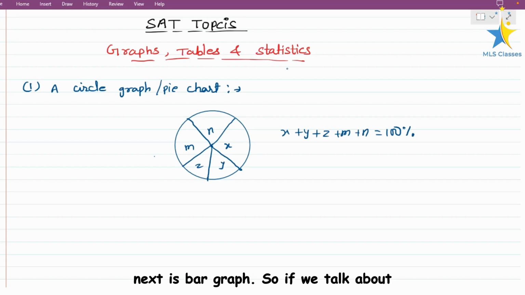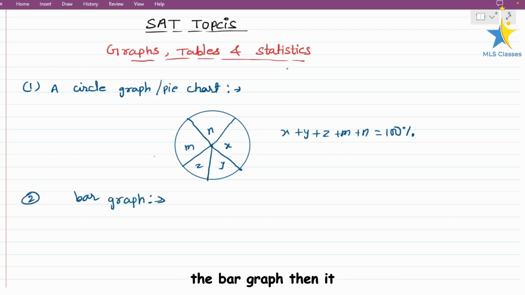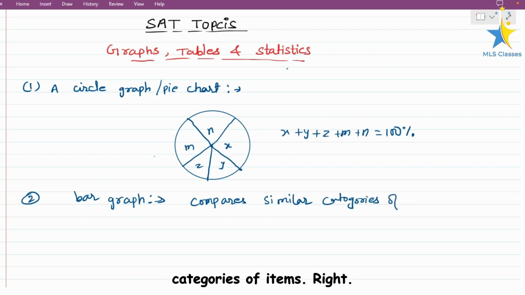Now, next is the bar graph. A bar graph compares similar categories of items. A bar graph compares similar categories of items.